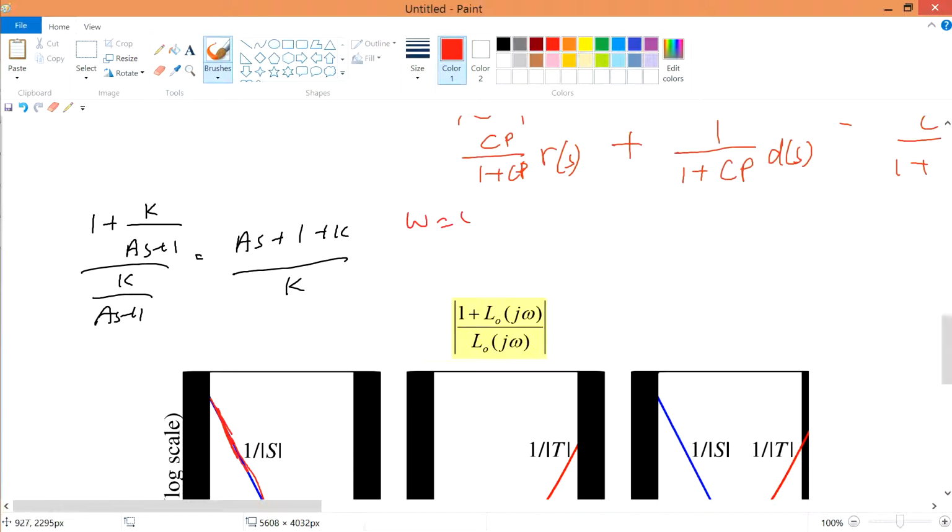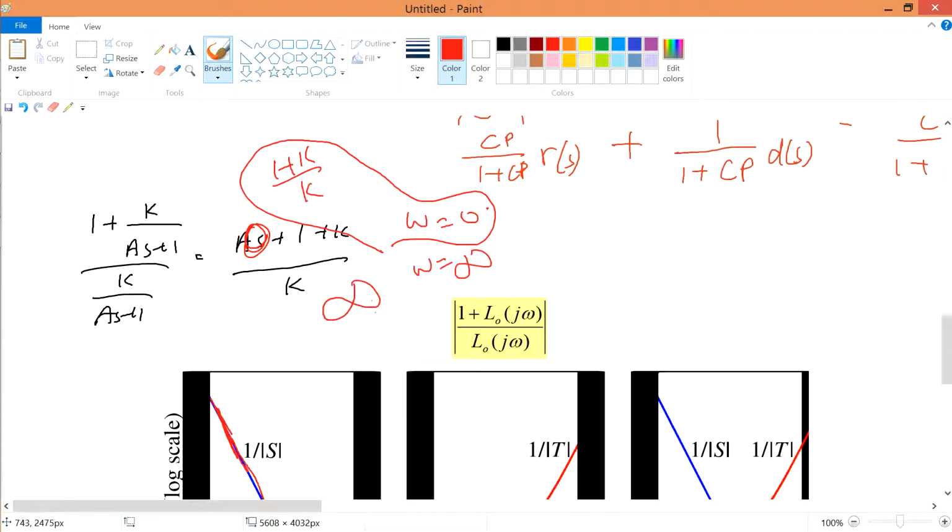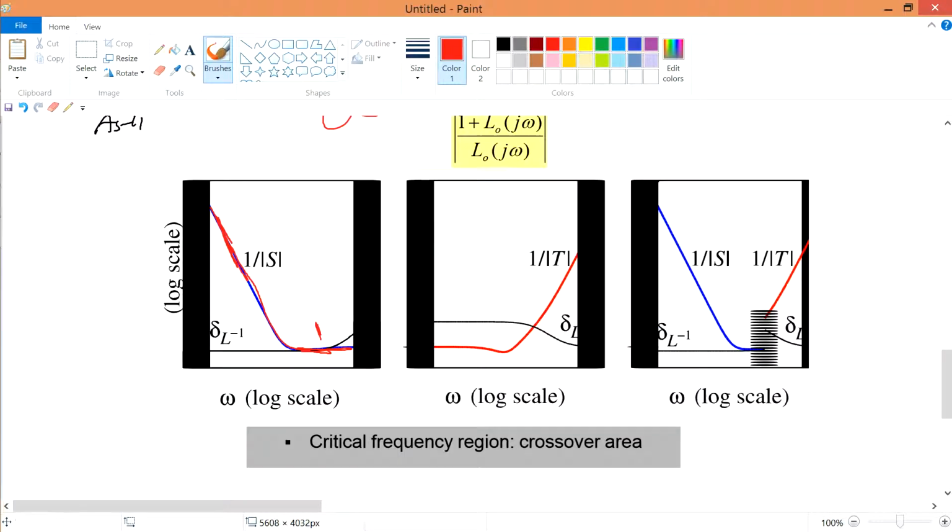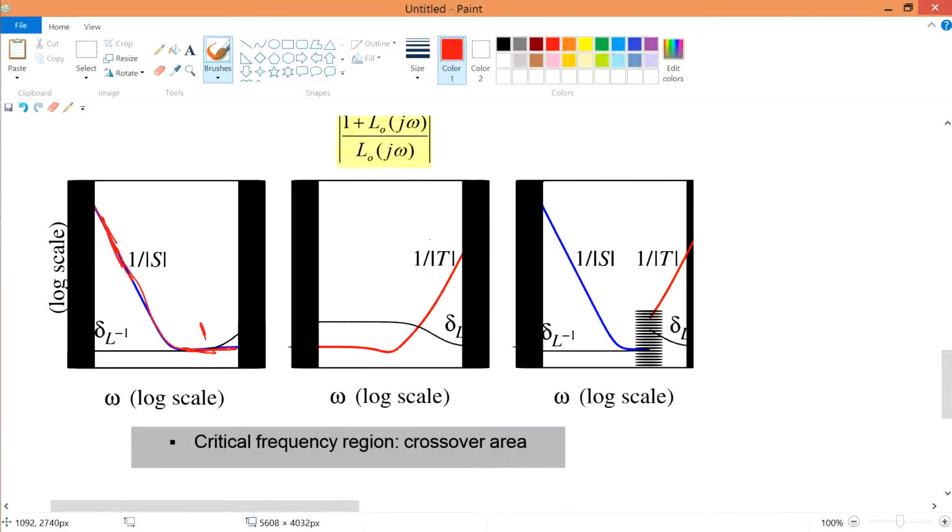So when frequency is equal to 0, this thing will be 0, so I have 1 plus k and k. Now when frequency is equal to infinity, we will have infinity. Therefore at low frequency, this point is 1 plus k over k, and as frequency increases, it goes all the way to infinity. That is the meaning. This is also the reason why if t is really high, never mind, I continue first.